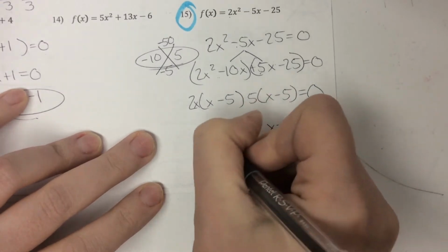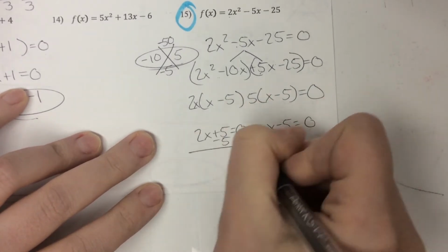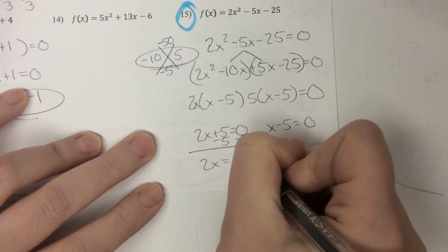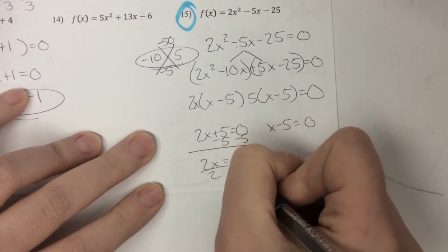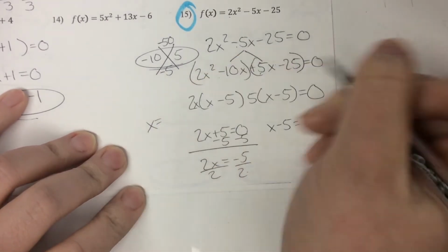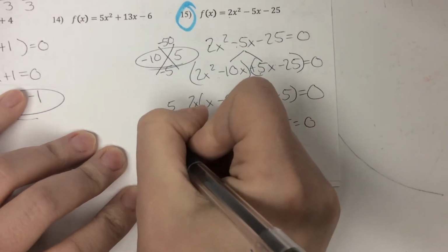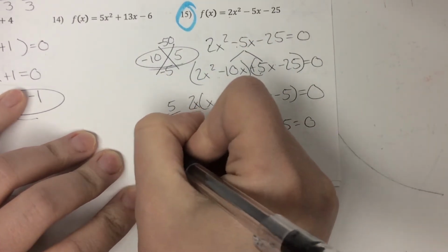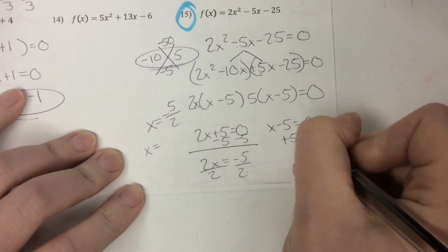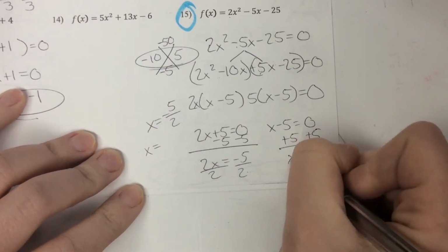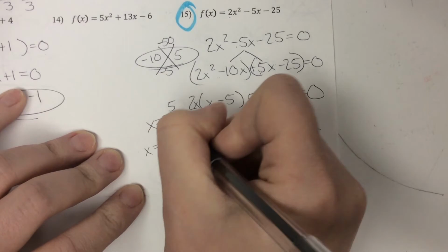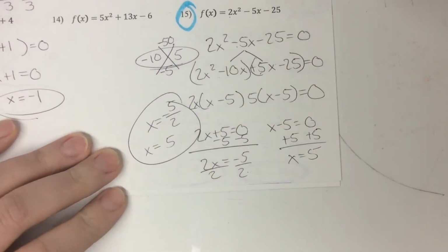So solve, subtract 5. 2x equals negative 5, divide that by 2. X equals negative 5 halves. And, or x minus 5, x is equal to 5. Put that answer over here so they're together.